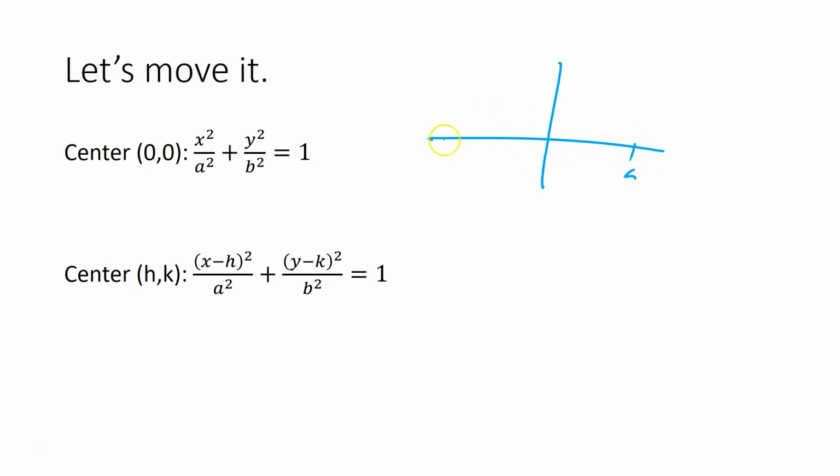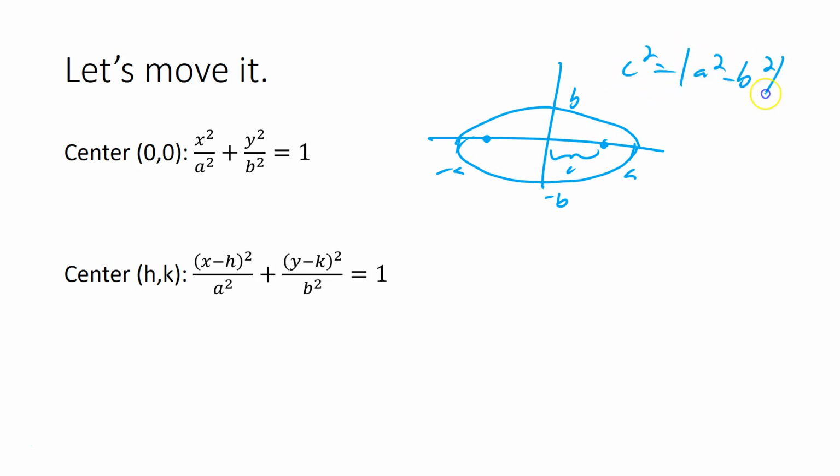So this guy, the relationship we had, so let's say a is bigger. So we have a over here, negative a over here. Right, we go up to b and down to b. It doesn't matter if it's positive or if it's up and down or side to side, right? This is always true. b goes up and down, a goes left and right. And then the c values, right? The c tells you how far the focus is from the middle, and c squared has this relationship: a squared minus b squared. So this guy pretty much is going to be the same, right?